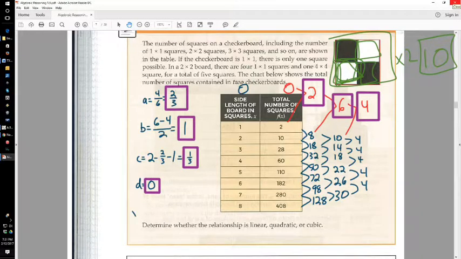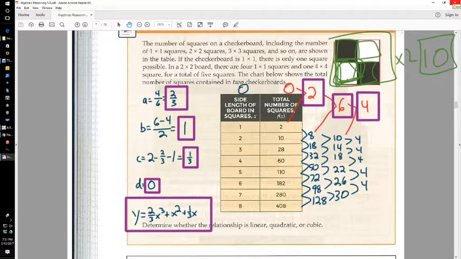So y equals, where am I at? 2/3 x cubed plus 1 x squared plus 1/3 x. And we don't need the plus 0 because plus 0 doesn't do anything. And there you go. We have determined whether it is linear, quadratic, or cubic, and then we went ahead and wrote an equation for it.